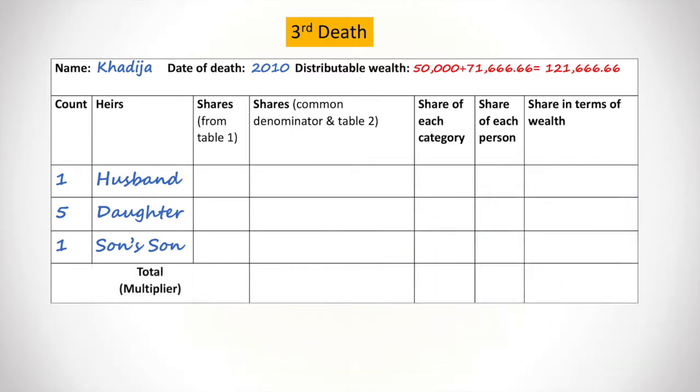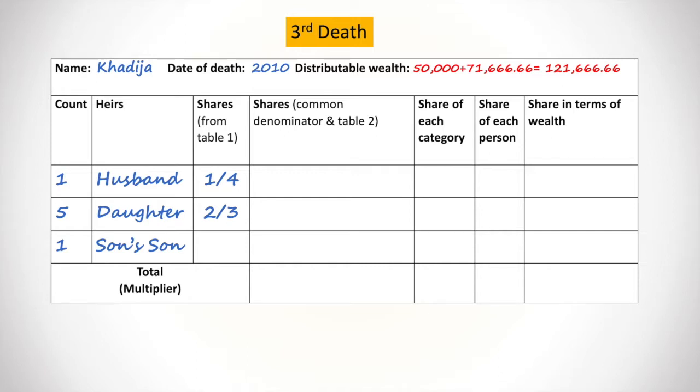We can get rid of some extra rows in our table and go to table 1 to find the shares. Husband gets 1/4 in the presence of children, which is the daughters in this case, and since the daughters are more than 2, they will get 2/3.